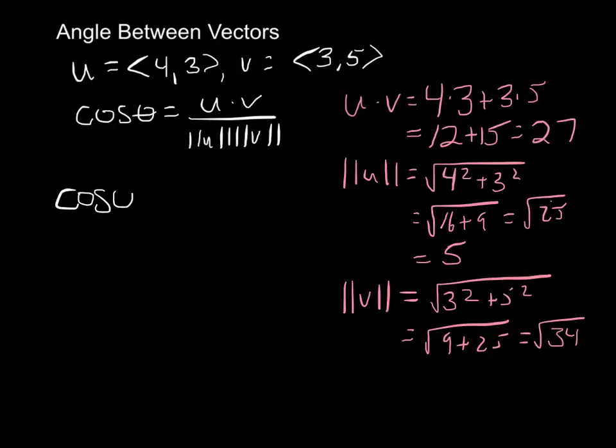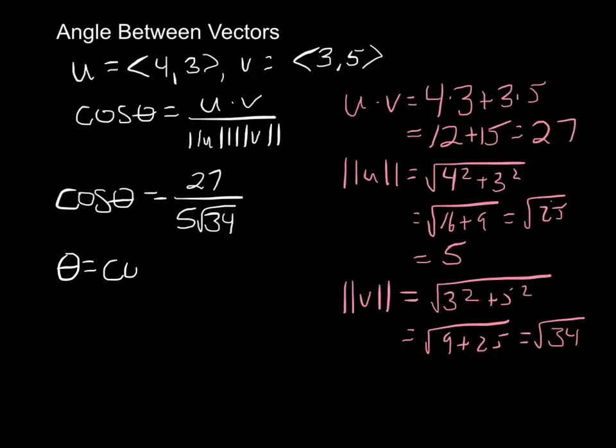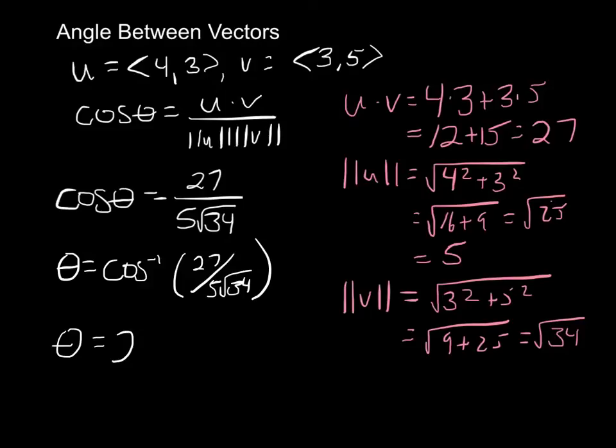Okay, so we're going to take those three values and substitute into our equation. We've got cos theta equals 27 over 5 radical 34. We solve for theta, and this isn't from one of our special triangles, so we will need the calculator for this. I'm going to round to the nearest tenth, and we get 22.2 degrees between those two vectors.